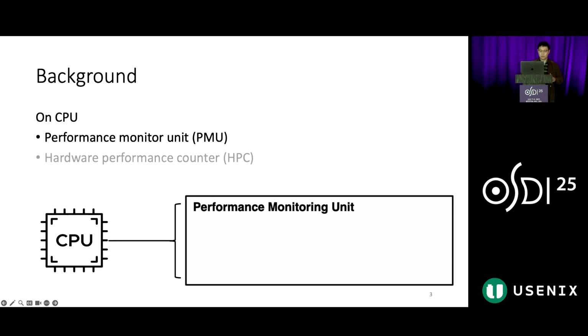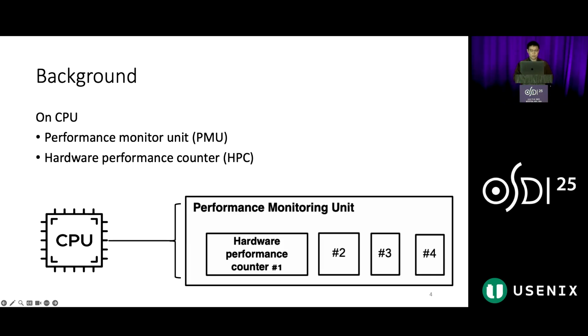On modern CPUs, there is already a built-in hardware support called Performance Monitor Unit, or PMU for short. A PMU is composed of a few counters, which are called hardware performance counters. Each counter can be used to monitor microarchitectural events, such as cache misses and TLB misses.